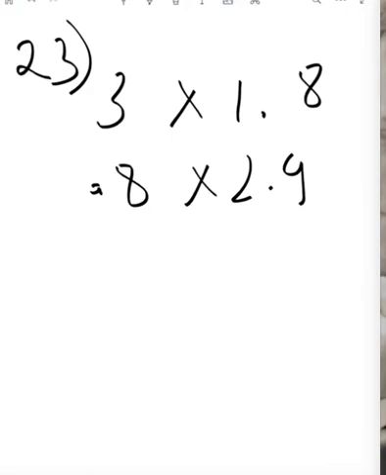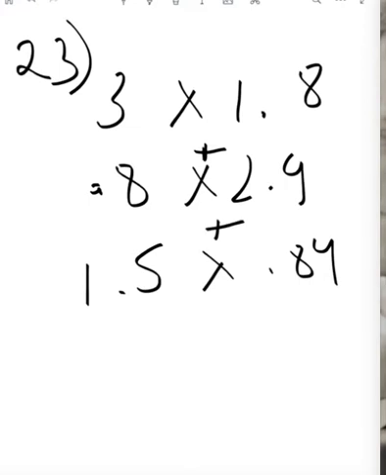And the next one is 1.5 times 0.89. So multiply these, and then of course you have to add the total together. So use your calculator for this one. So grab your calculators.